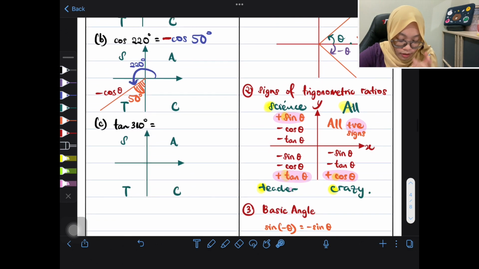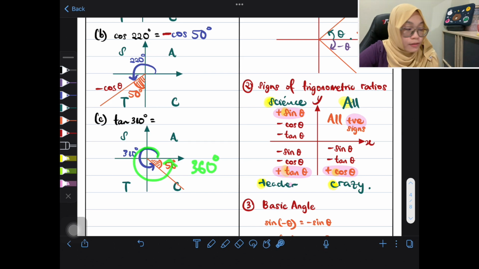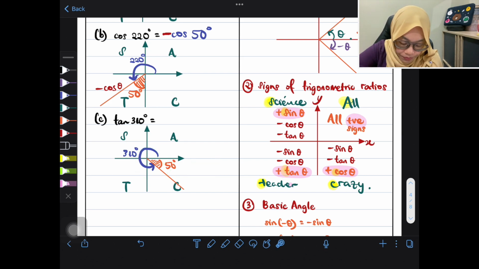Let's go to the next one. Tangent 310. So let's find where is tangent 310 is around here. So you put a line there. Put a line there and you label 310. The rest of the angle adalah berapa? The rest of the angle is 50 degree. Okay, because satu bulatan penuh adalah bernilai 360. Kan?